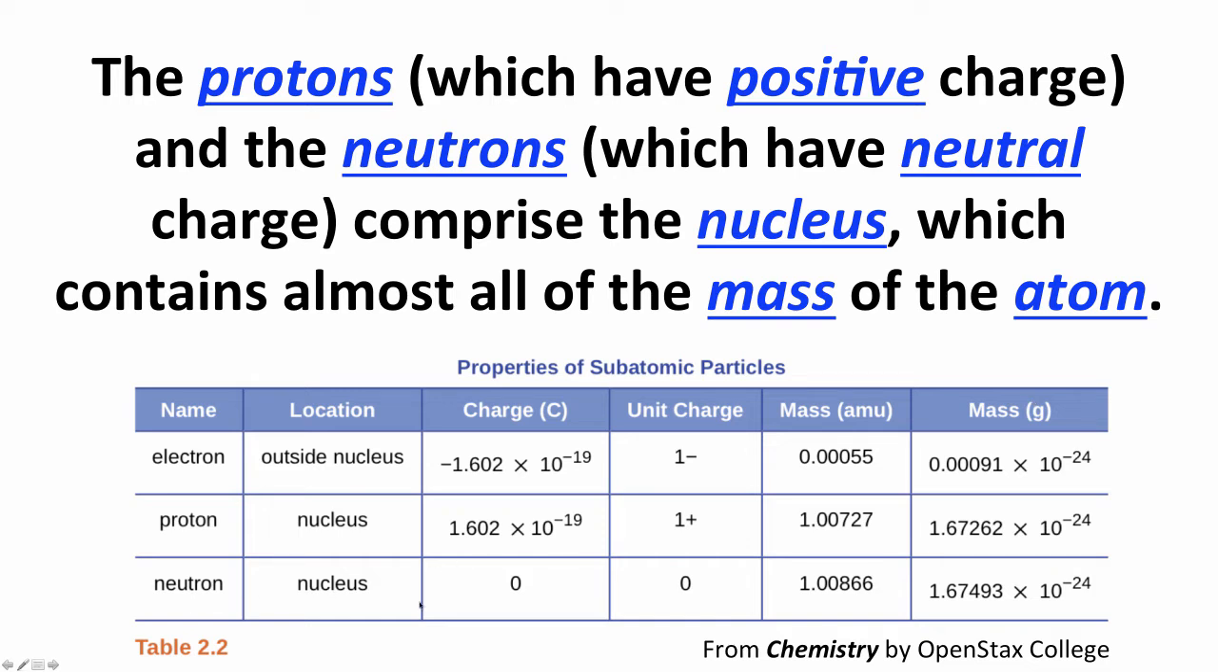Similar idea for the neutron, also in the nucleus, 0 charge, mass a little over 1 AMU, fairly similar mass to that of the proton, just a little bit more. And then electrons, we'll talk about next, are outside the nucleus. Same charge as a proton, but opposite, it's negative, and much, much smaller mass.